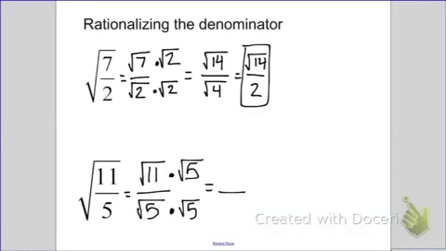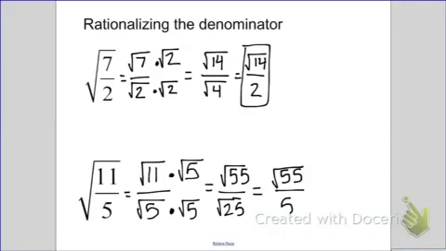And so I end up with square root of 25 and square root of 55. Square root of 55 is something I cannot simplify, but I can square root the 25 and make 5. So this would be my answer.